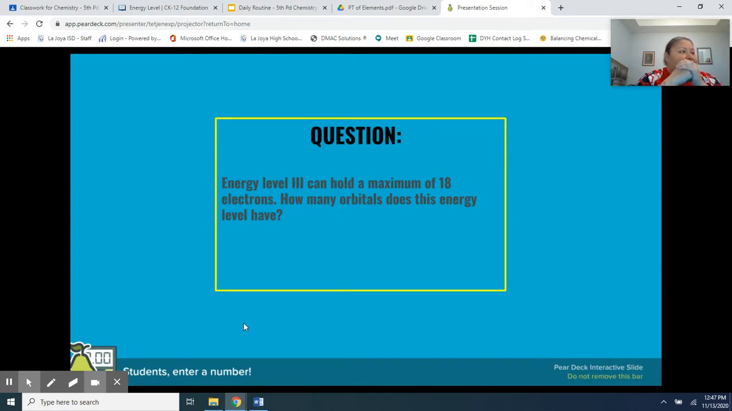Here you have another question, students. It says energy level 3 can hold a maximum of 18 electrons. So 18 max. How many orbitals does this energy level have? Enter a number. So you have to type in a number. How many orbitals for energy level 3? So always think, what is the maximum number of electrons per orbital? Once you know that, you take 18 divided by that number, and it will give you how many orbitals for energy level 3. Check it out.